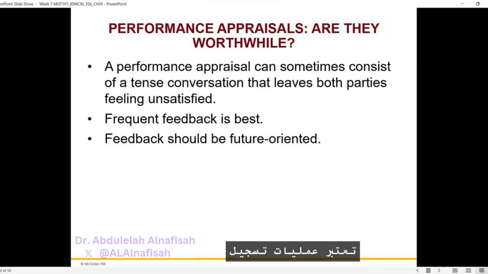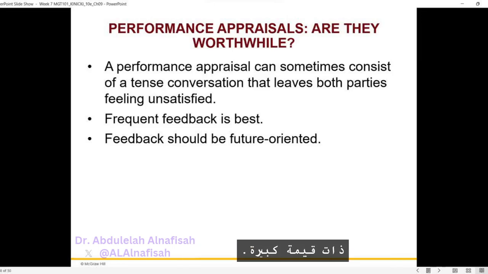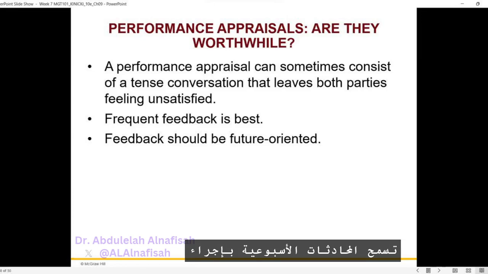Weekly check-ins. In addition to formal performance appraisals, regular check-ins between managers and team members are valuable. Weekly conversations allow for ongoing discussions about performance, work priorities, and opportunities for learning and development. These check-ins provide an opportunity to address any performance issues promptly, provide guidance, and ensure alignment with organizational goals.